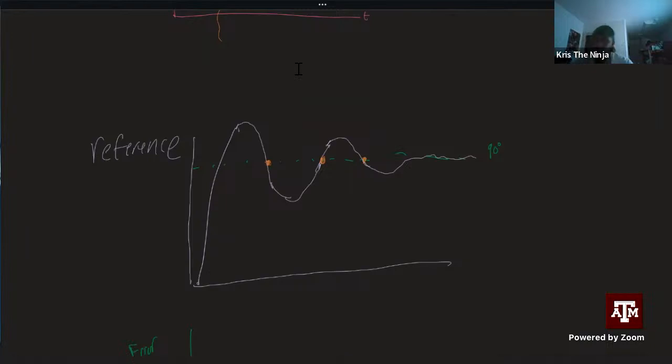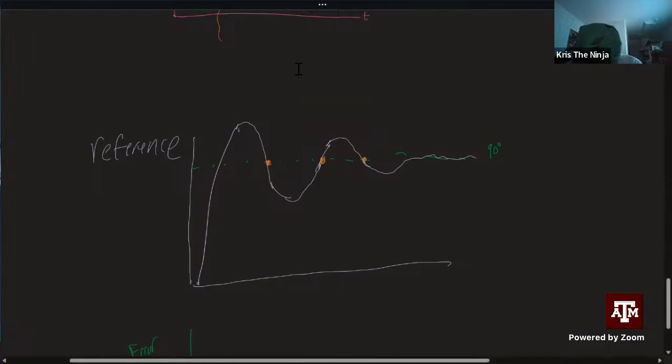So the error will start out at 90. Draw a little bit down here. And then what color did I do the thing up here? I did a purple. Okay, yeah.